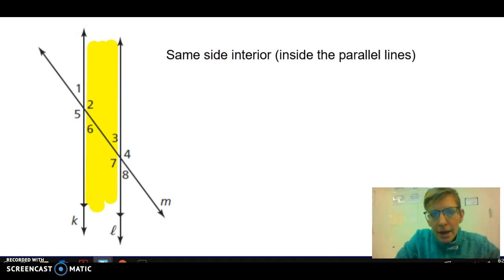Okay, so now we have a feel for interior. The same side part is really easy. You're either on this side of the transversal, so those 2 are same side interior, or the other side, if you had both there, those are both also on the same side of the transversal inside the parallel lines. So that one's a really nice, easy one. And again, what I would recommend is leaving this picture up, but pausing the video, cutting out the cards, and finding all of the ones that match same side interior.